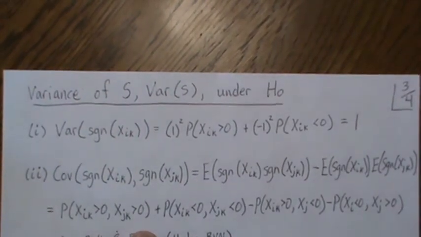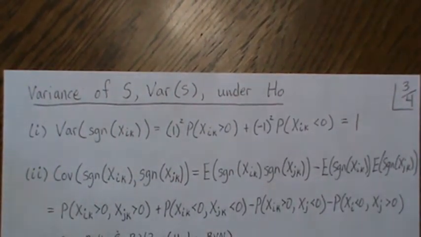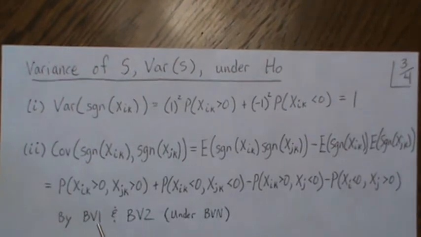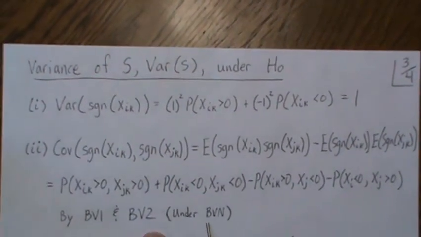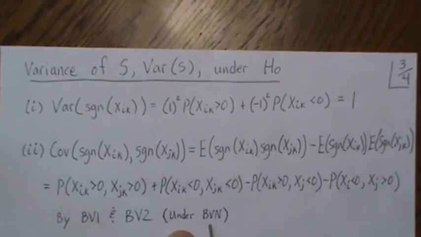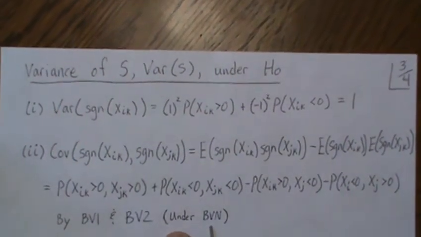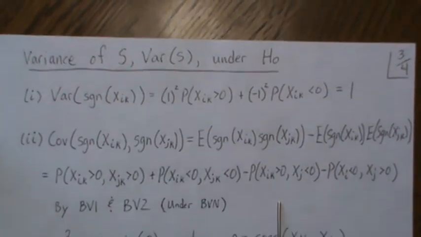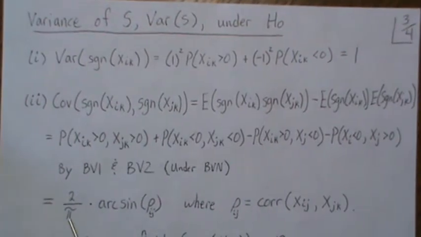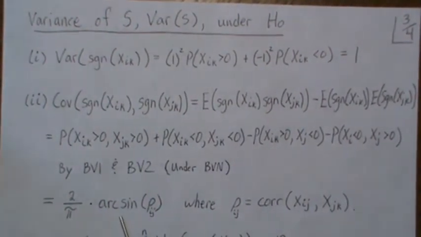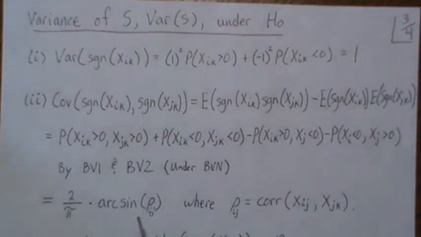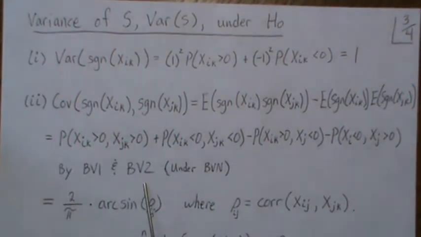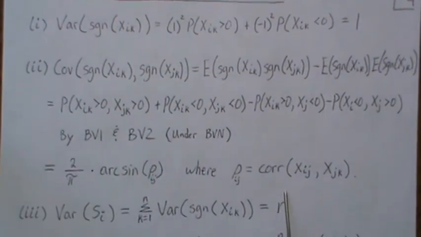And so this is the expected value. It's these individual probabilities. Now, I slip in this extra case here because in BV1, background video 1, and BV2, we look at these probabilities under the bivariate normal case. Normally we would have to stop because we don't know what the underlying distribution is. But in the bivariate normal case, we can show that it's 2 divided by pi times the arc sine of whatever the correlation is between those components. And anyway, I like BV1 and BV2, so I'd recommend going to see them.